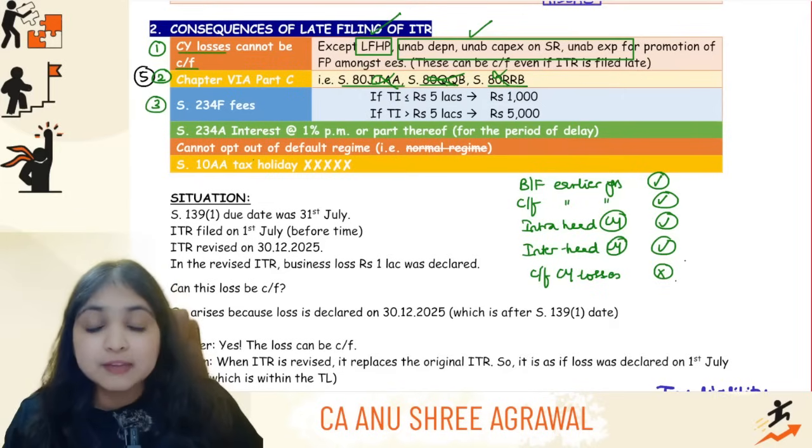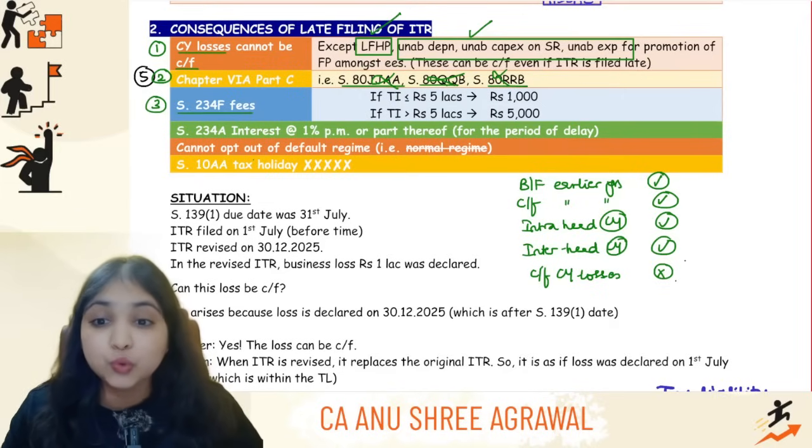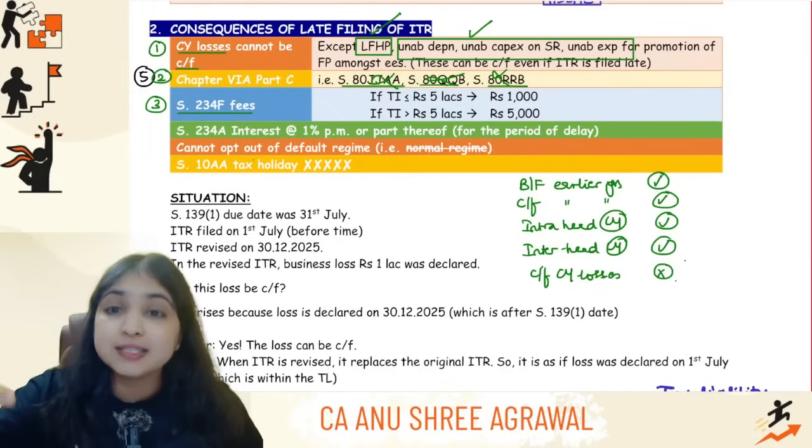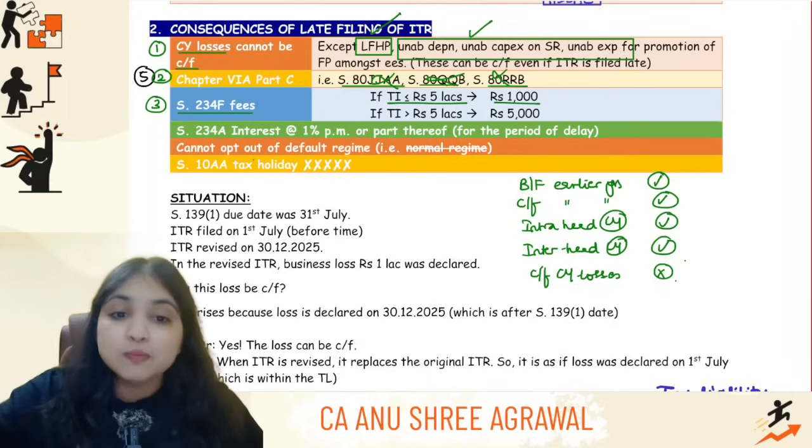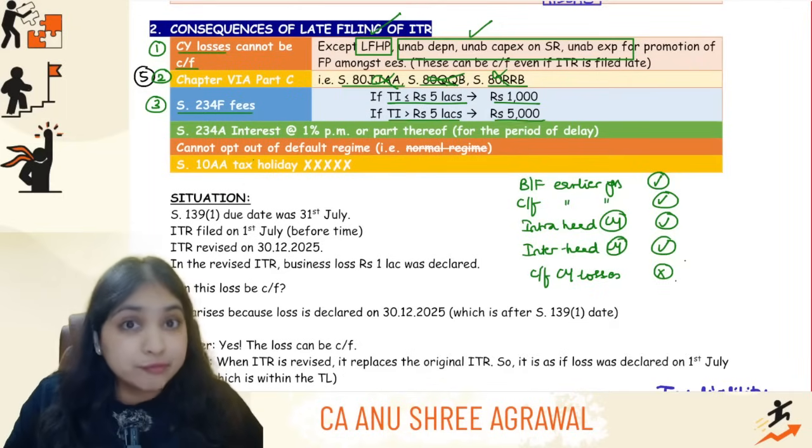Then point number 3, if you file ITR late, you will have to pay section 234F fees. How much is the fees? It depends upon how much is your total income. If total income is up to 5 lakhs, the fees is going to be 1000 rupees. If total income is more than 5 lakhs, then the fees is going to be 5000 rupees.